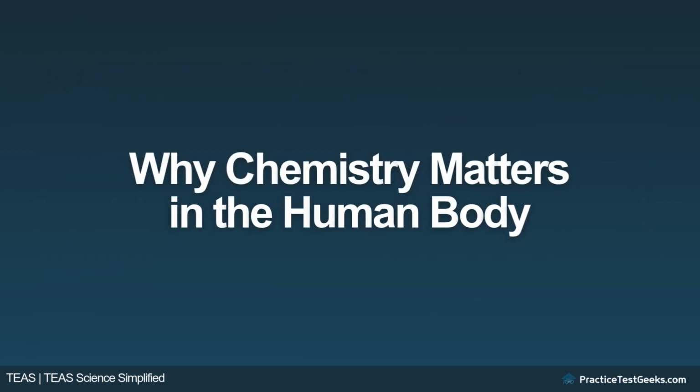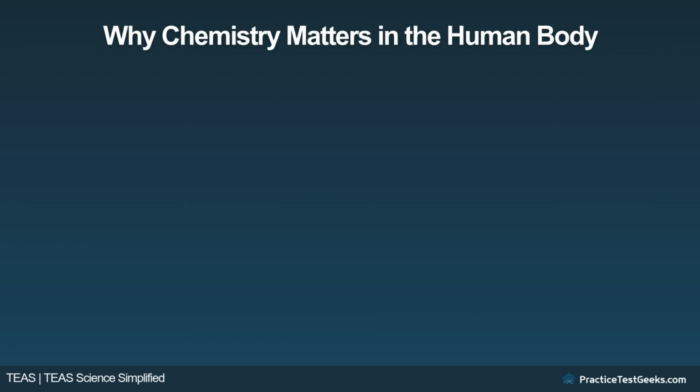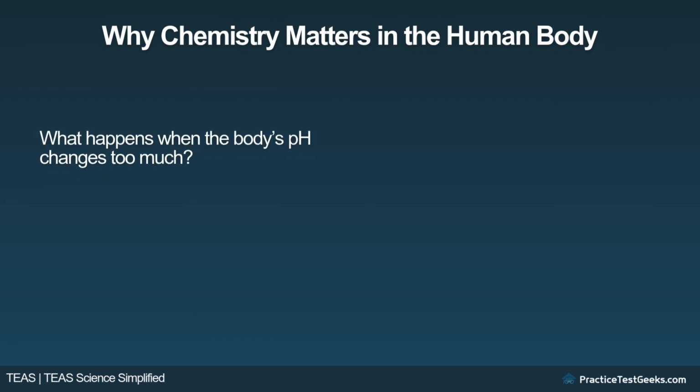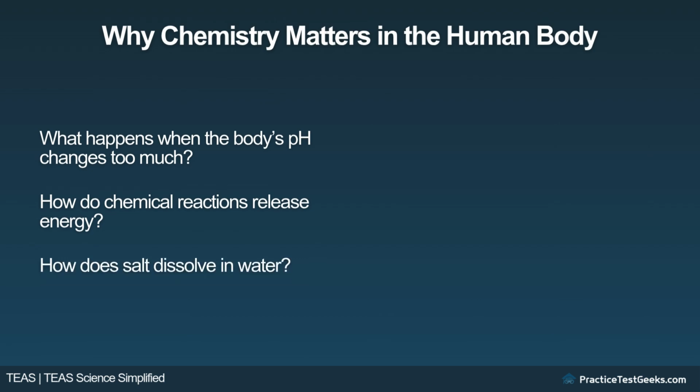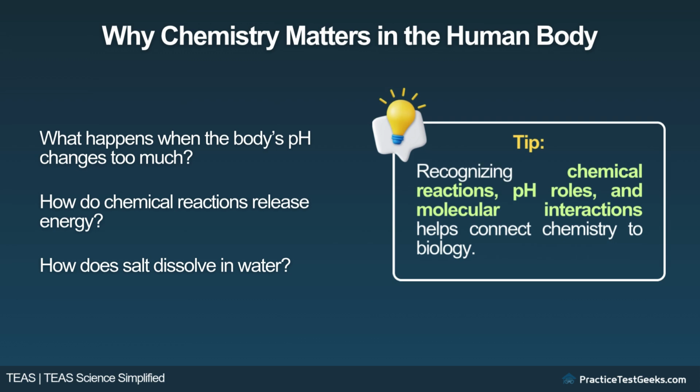Now let's talk about why chemistry matters in real-life healthcare situations. The TEAS may ask reasoning-based questions like, what happens when the body's pH changes too much? How do chemical reactions release energy? How does salt dissolve in water? For example, blood needs to stay around a pH of 7.4. If it becomes too acidic or too basic, it can interfere with enzymes and disrupt body functions. So here's your TEAS tip. Understanding chemical reactions, pH levels, and how molecules behave will help you answer science questions that connect chemistry to human biology.